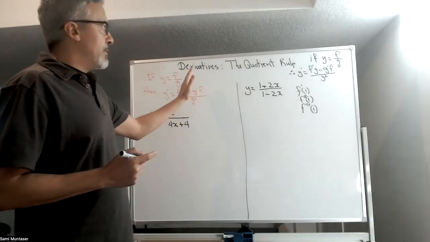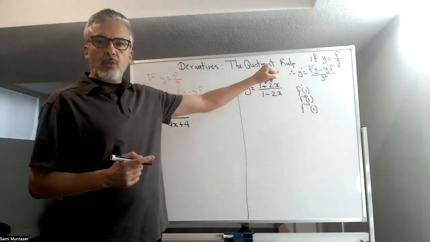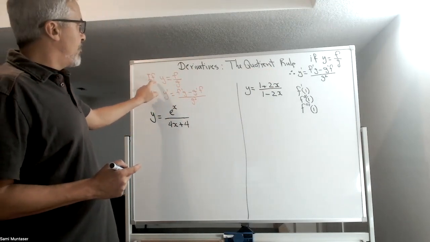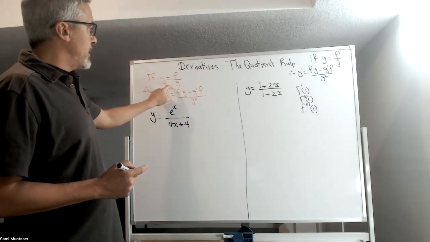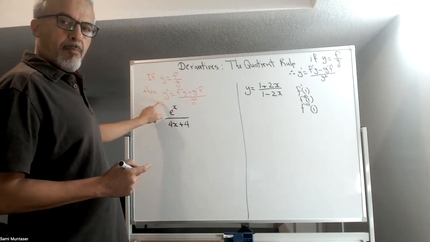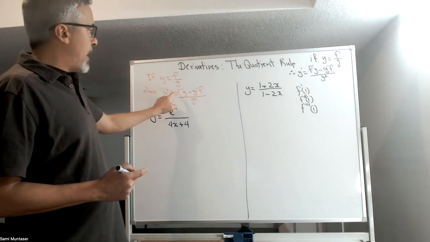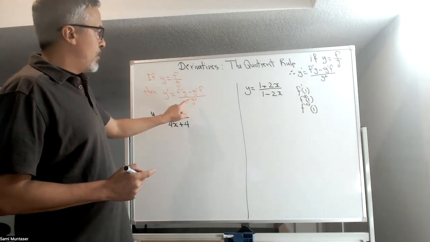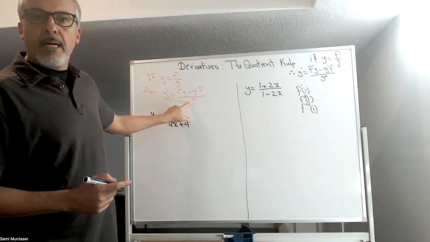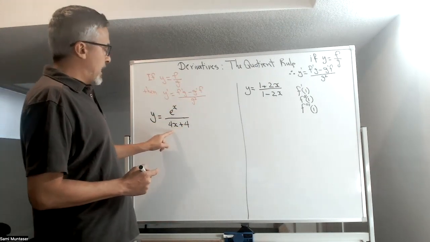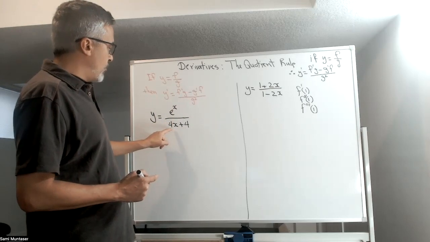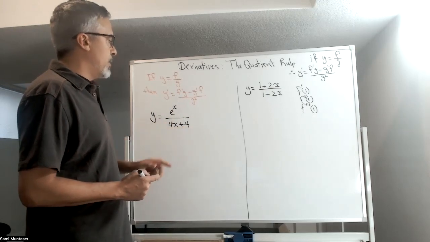Today we're going to do derivatives and explore the quotient rule. The quotient rule says if y equals f over g, then y prime would be f prime g minus g prime f, over g squared. Now we're going to do this one right here: y equals e to the power of x over 4x plus 4.